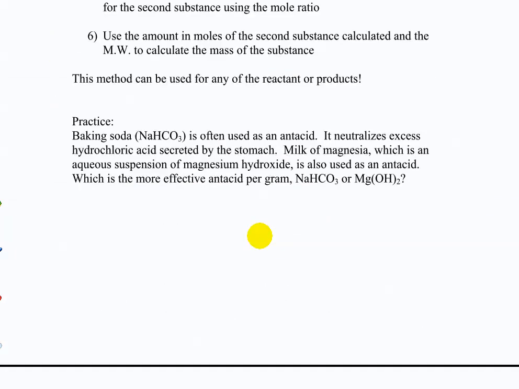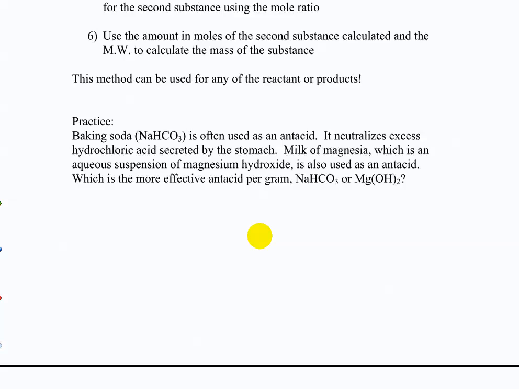We're going to do an experiment in lab that involves this question in a couple weeks. Baking soda is often used as an antacid. It neutralizes excess hydrochloric acid secreted by the stomach. Milk of magnesia, which is a suspension of magnesium hydroxide, is also used as an antacid. Which is the more effective antacid per gram, sodium bicarbonate, baking soda, or magnesium hydroxide?